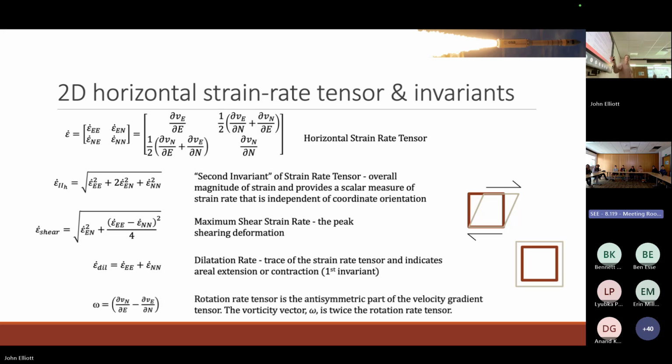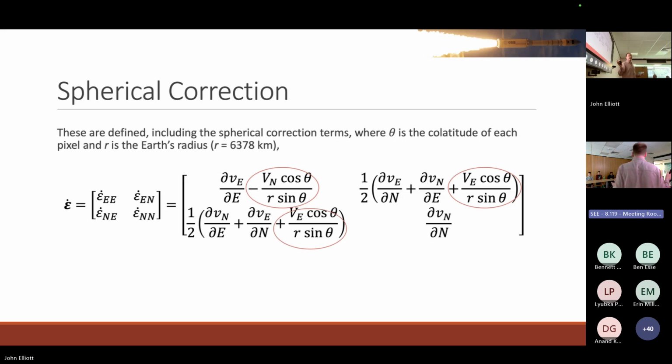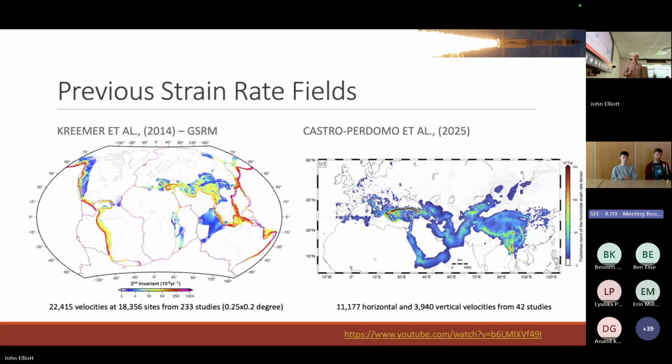And then finally, we've got that rotation rate tensor, the antisymmetric bit, where we look at the vorticity vector, which is just twice that rotation tensor. And then there's also an extra thing we had to do when working at this scale, which was to correct for the Earth being a sphere, the spherical correction. So you take into account the co-latitude that you're working at. So there's an extra correction term for 3 of those components to take into account that, which makes a long wavelength impact as well. That's just an extra detail that's in the paper.